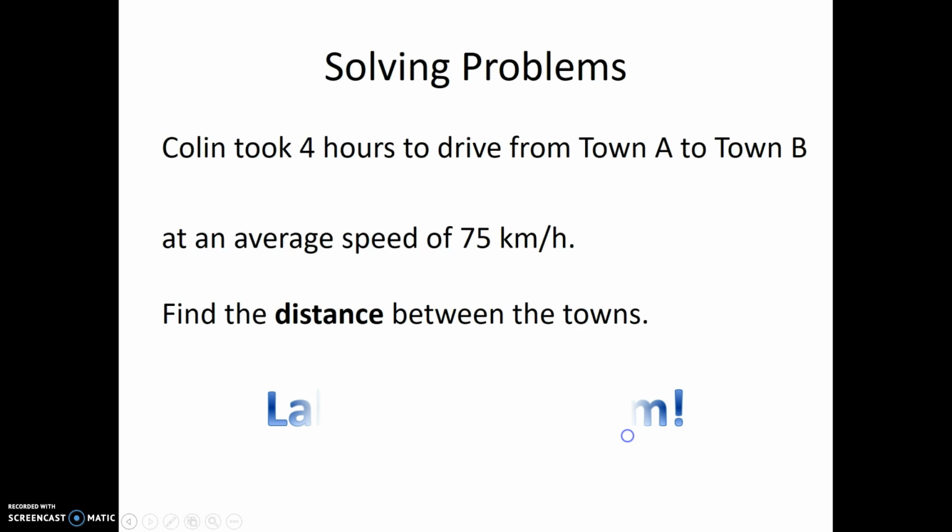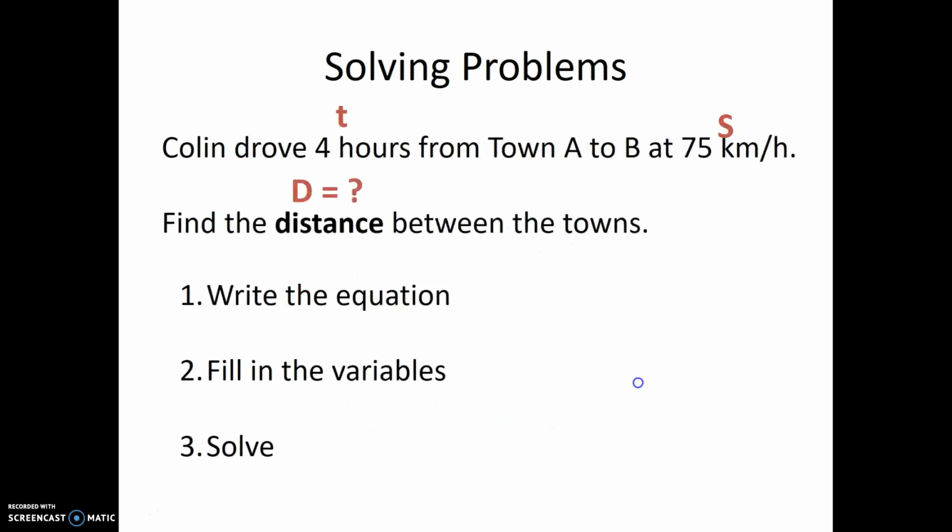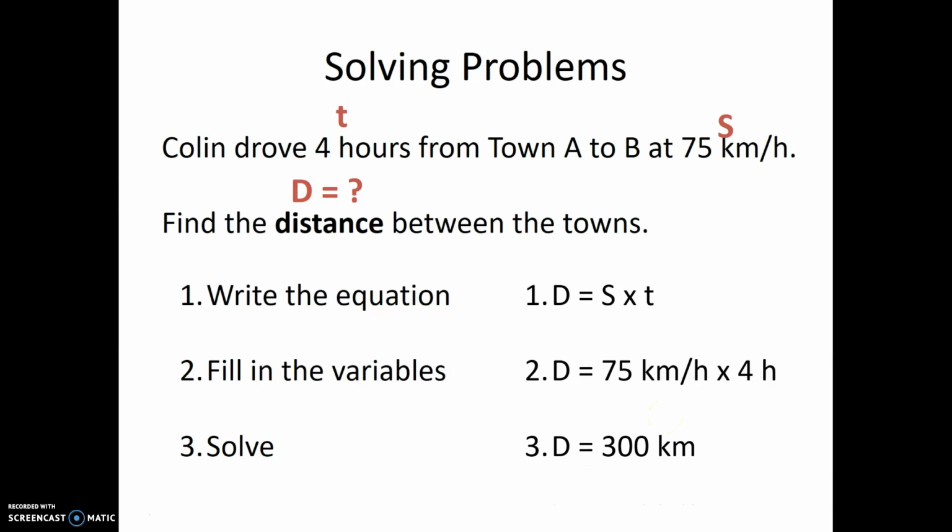Let's label our word problem. Our time is up here, 4 hours. Our speed is 75 kilometers per hour, and we put D with a question mark because we don't know the distance. So we're going to use our distance formula. Distance equals speed times time. Then fill in the variables. Distance equals 75 kilometers per hour times 4 hours. And then we're going to multiply that out. If we multiply 75 times 4, we're going to get 300. So 4 times 7 is 28, plus 2 is 30, so 300.